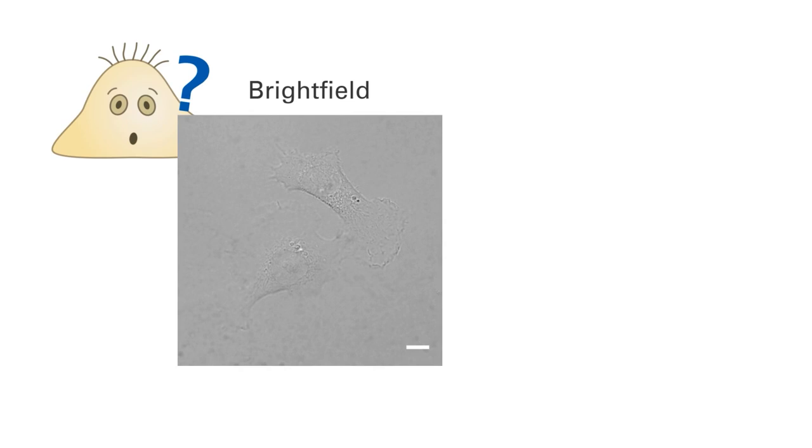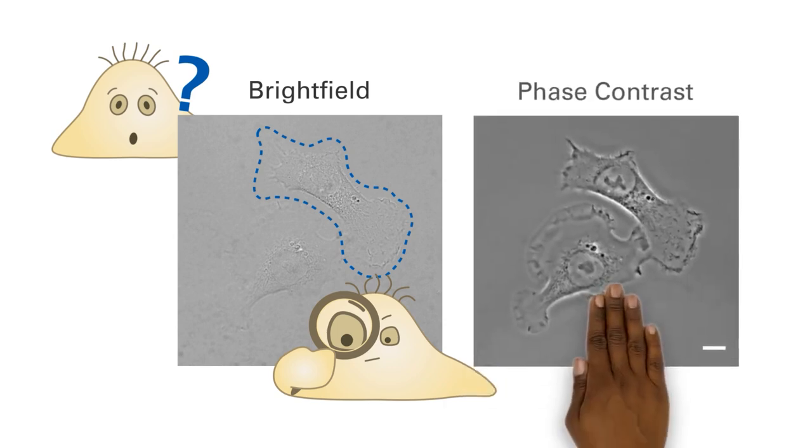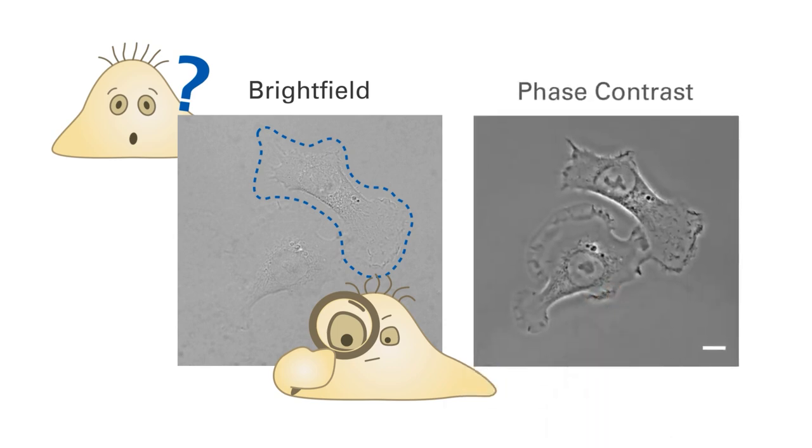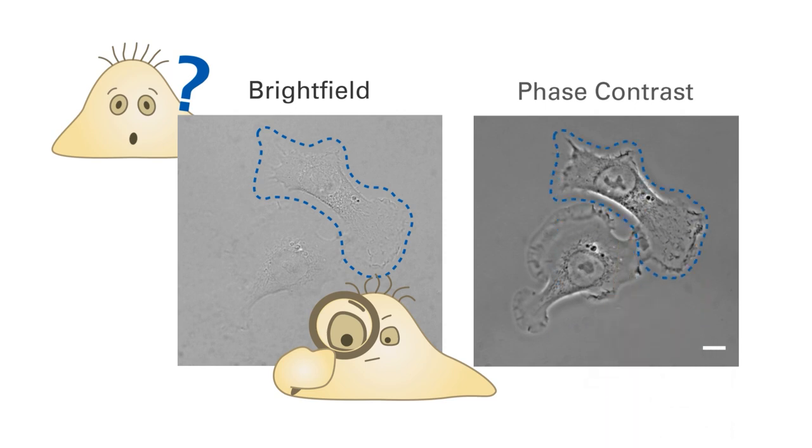Unstained living cells absorb practically no light, which makes the cells barely visible under a bright field microscope. Using phase contrast, structures that are almost invisible with a bright field microscope are revealed. And this is how it works.